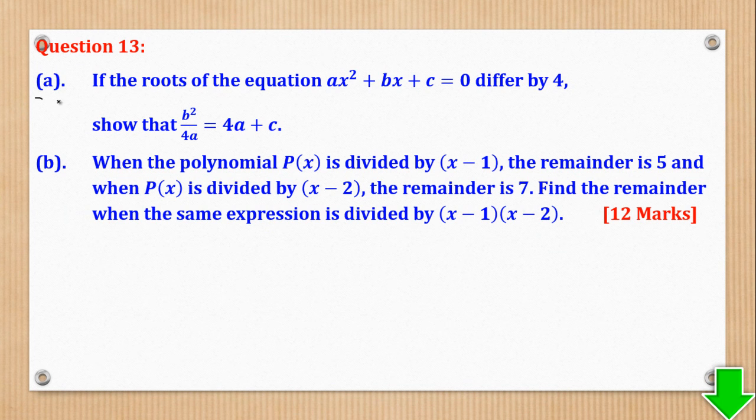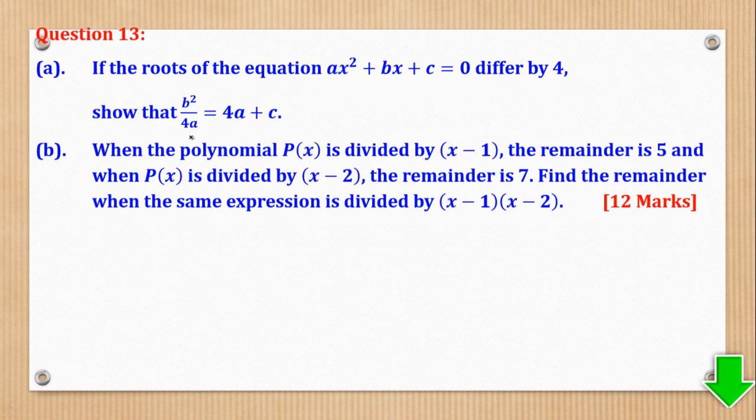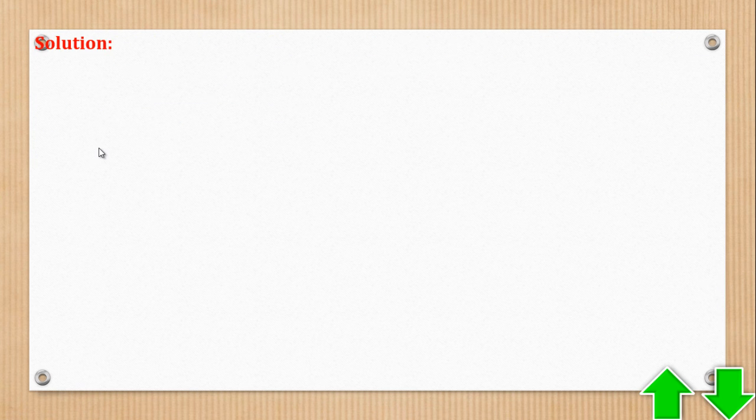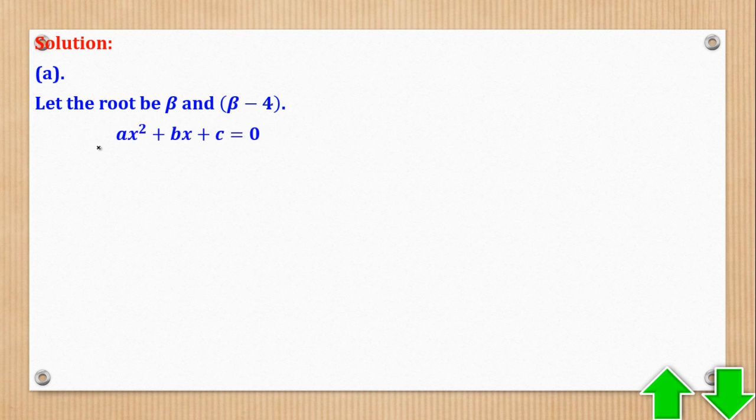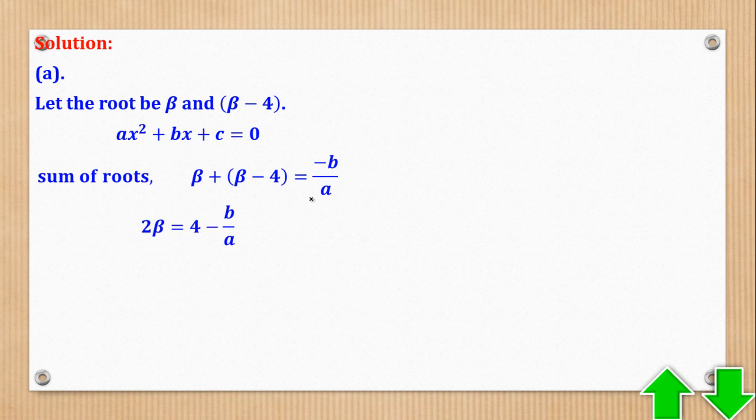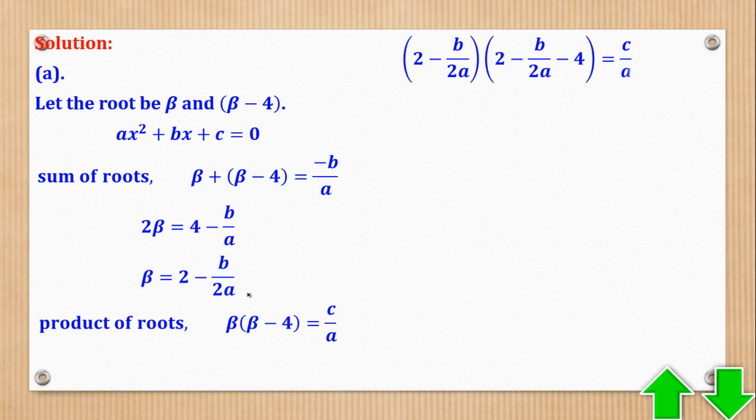Question 13, part A says, if the roots of the equation this differ by 4, show that this is equal to that. So let one of the roots be beta, meaning the other root will be beta minus 4. So that's a given equation. Sum of roots will be equal to negative b over a. Simplify and make beta the subject to give you that equation. What about product of roots? Will be that. Then you substitute for beta.